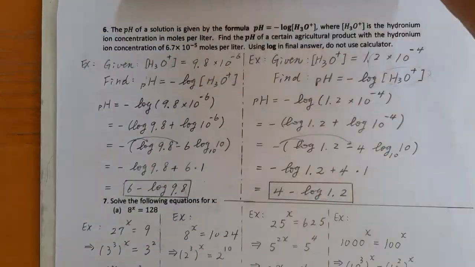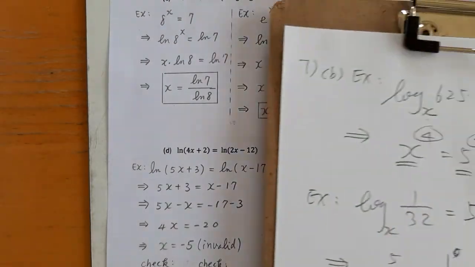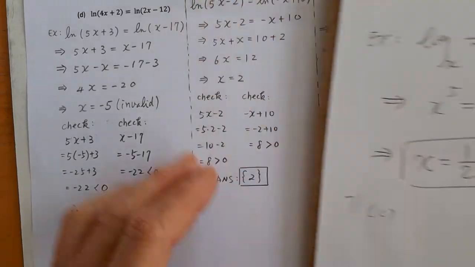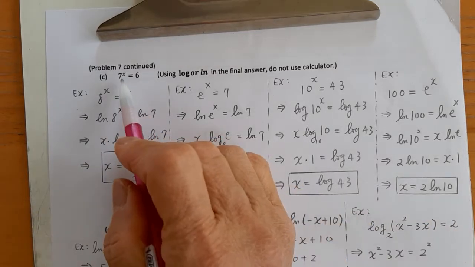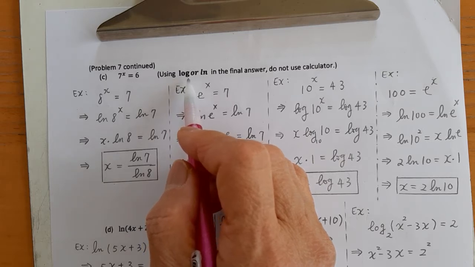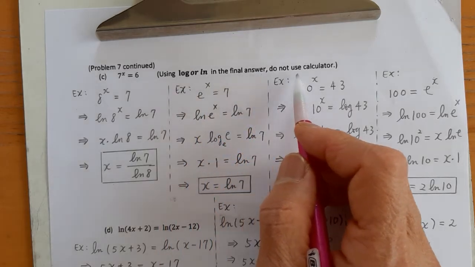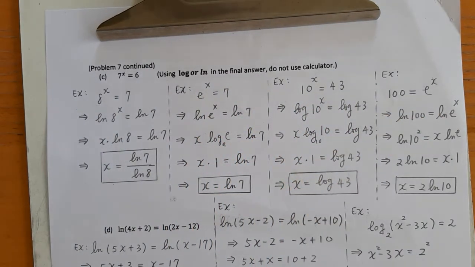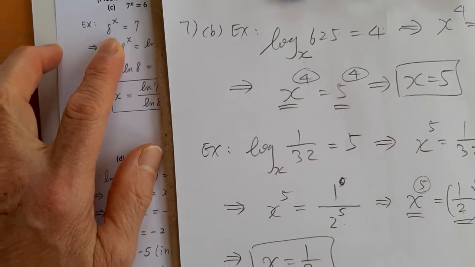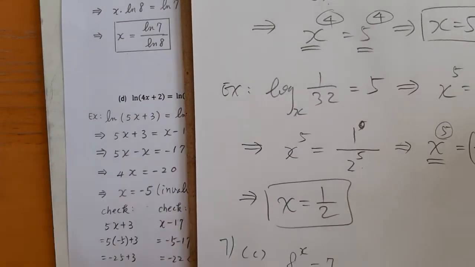Next question, 7C. Example. The question says 7 to the power x equals 6, using common logarithm. If they don't put down the base, it means base is 10, or natural logarithm, ln. In the final answer, do not use a calculator. So let's see this example: 8 to the power x equals 7. Solve for x.